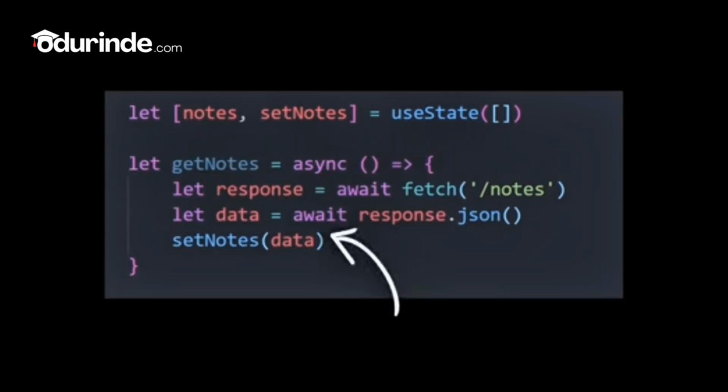In this example, we can set our initial state as an empty array, then we request some data from our API and update that state with new data. This state update will trigger our component lifecycle effects, which we'll talk about next.